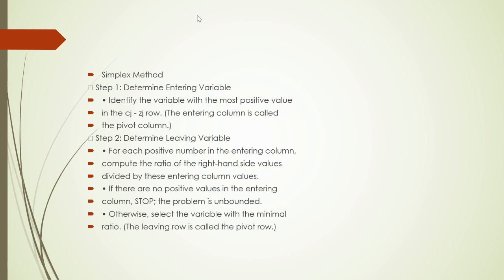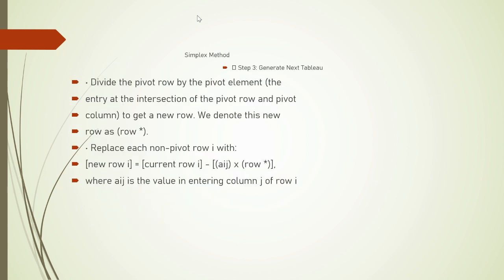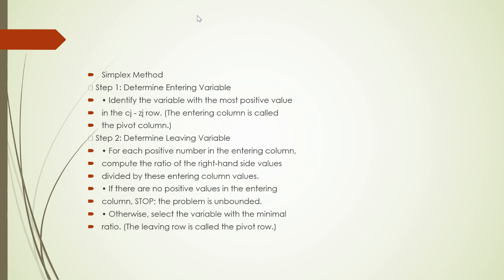Now the important point is we'll determine the entering variable, which is called the pivot column or key column. We'll determine this by using Cj minus Zj. We'll determine the most positive value, and depending on the ratio, we'll determine the pivot row or key row. These are the steps to be followed when solving a problem using the simplex algorithm.